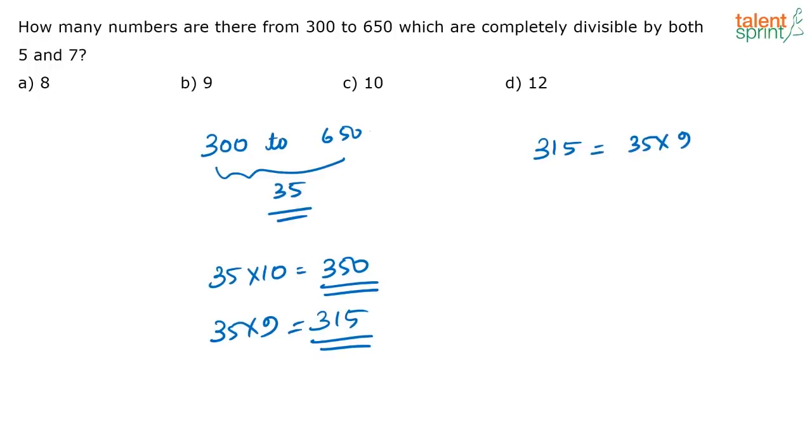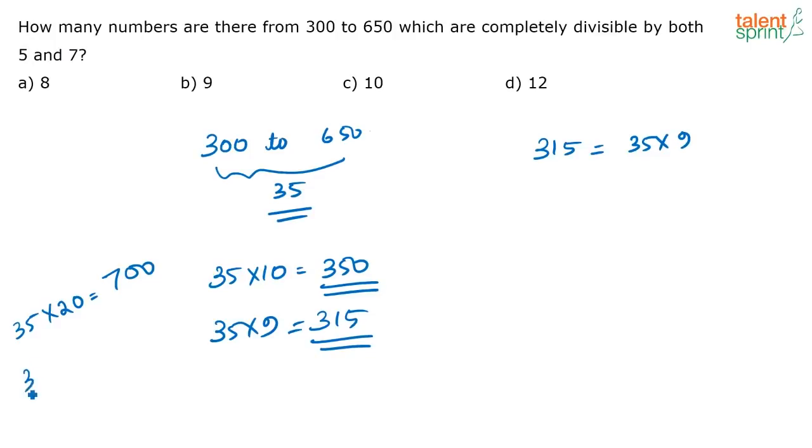Similarly, now what is 35 into 20? See, 35 into 10 is 350. Similarly, 35 into 20 is equal to 700. So this also you know. Now, the multiples that we are looking at are less than 650, correct? Between 650 and 700, there will be only one multiple of 35, that is 35 into 19, correct?